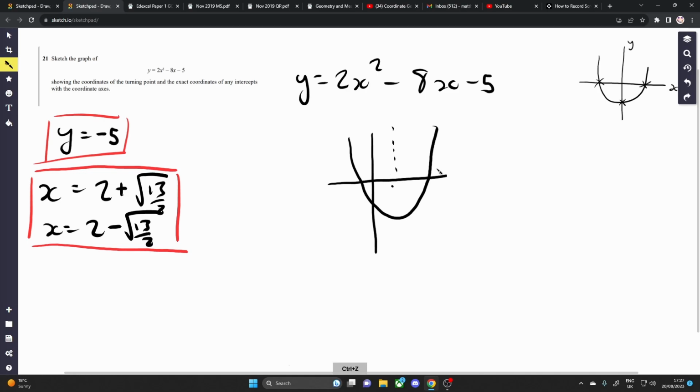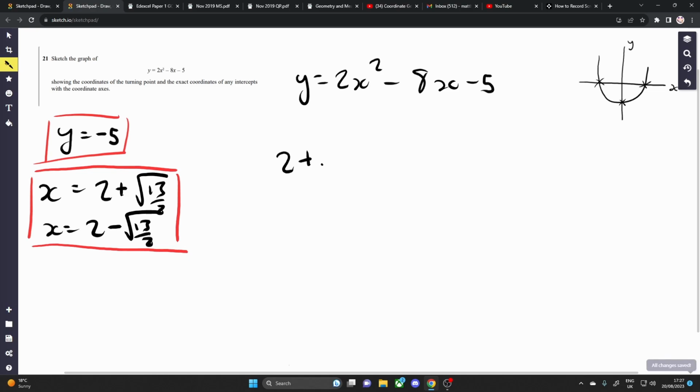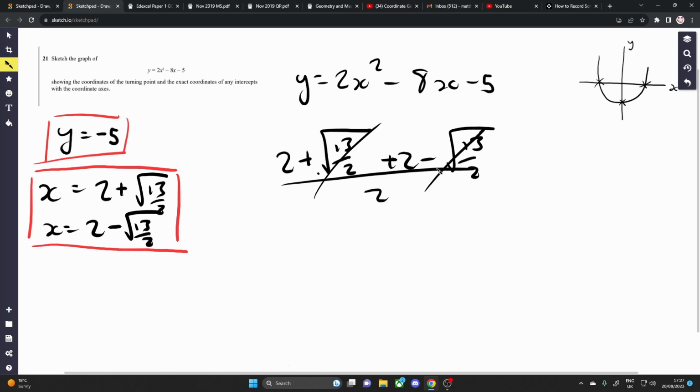Okay, so let me just get rid of all this rubbish here, and then let me just say, so to work out the average, we have to add them together and divide by 2, which looks hard because of all these roots, but they all cancel out, which is very nice for us. So because these roots are plus and minus, they cancel out, and then over 2, which is equal to 4 over 2, which is equal to 2.